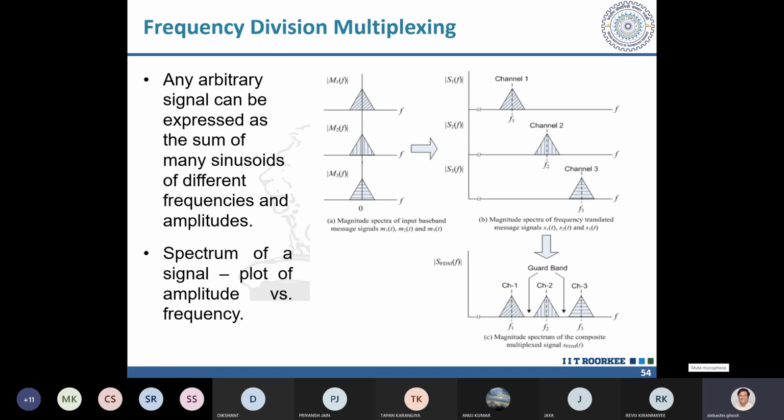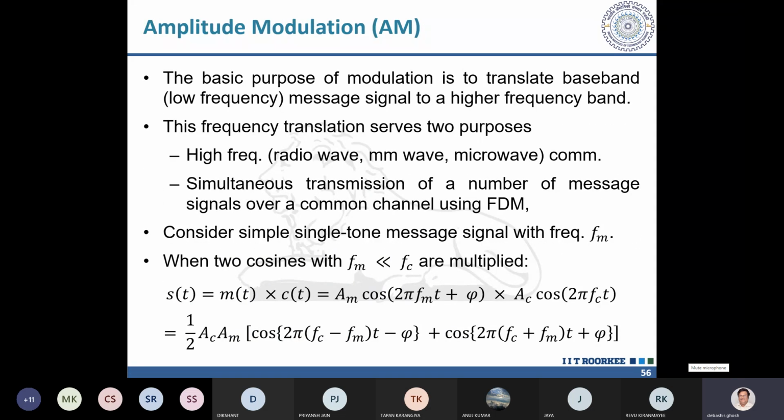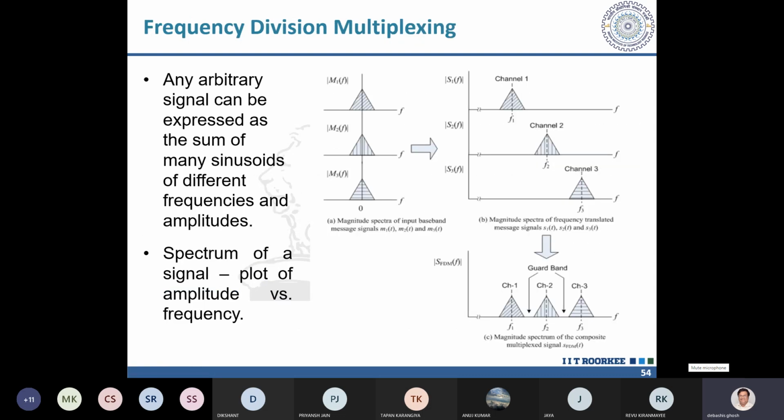So how do we do this frequency translation? This is the question now. The process that we use for doing this frequency translation is called modulation. The basic purpose of modulation is to translate the baseband, that is the low frequency message signal. As I have already shown here, this is the baseband. It is from 0 to 3.4 kilohertz, something like that.